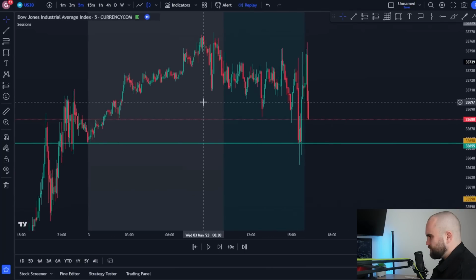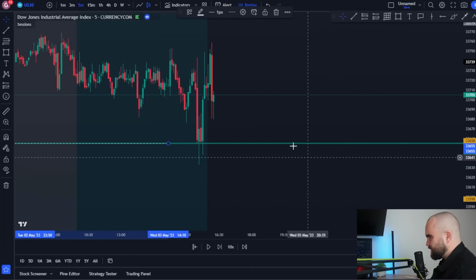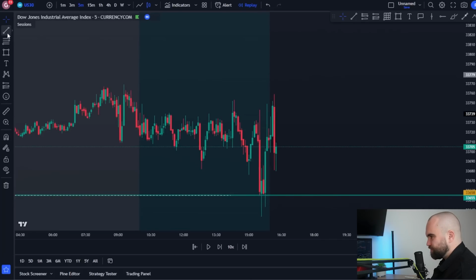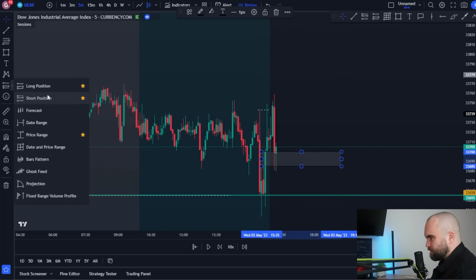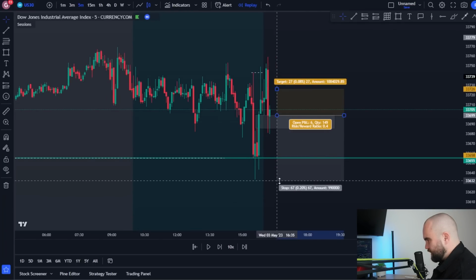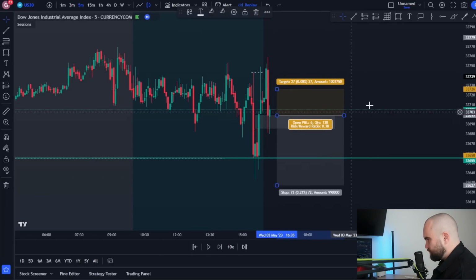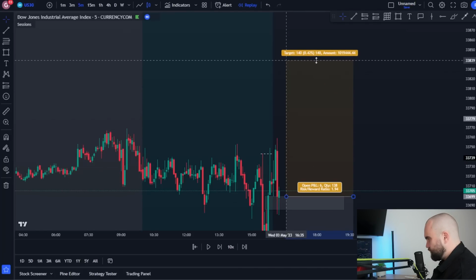Okay, there is the sweep. You can see that's our lowest point, and it changes character here when it breaks this point. And this is our gap right here. Okay, our stop is down here. Add an extra 5 pips for breathing room, and we target 1 to 2.